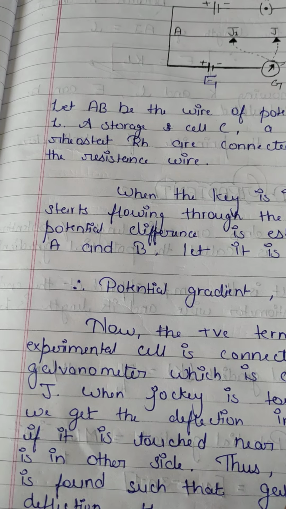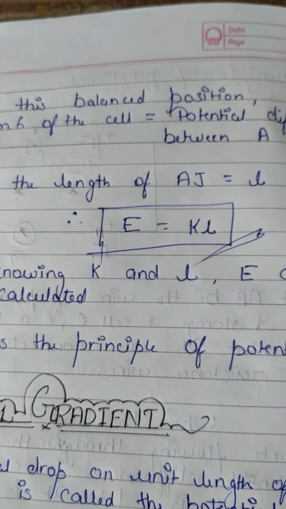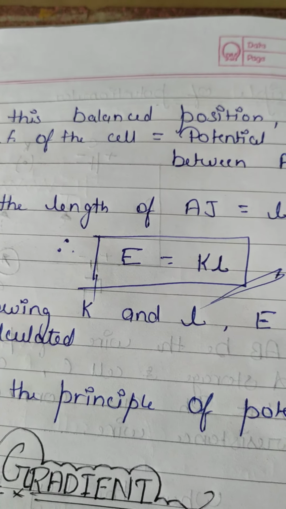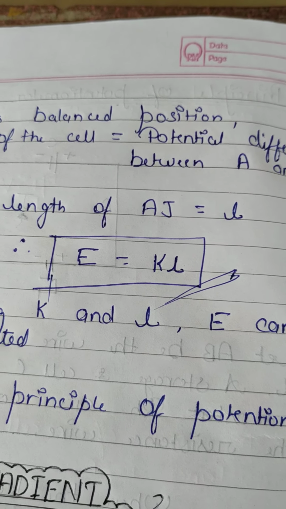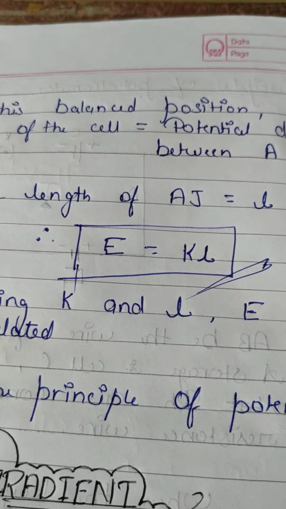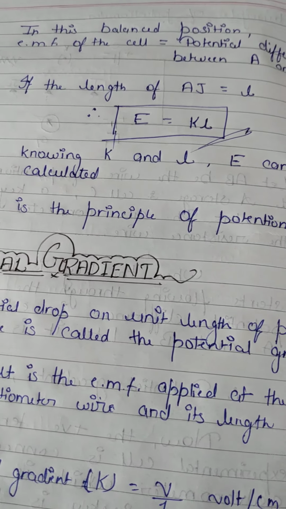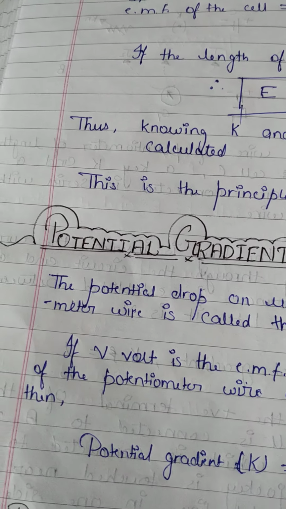In the balanced position, the EMF of the cell equals the potential difference between A and J. If the length of AJ equals l, then the EMF of the cell E equals K l, where K is the potential gradient. This is the principle of the potentiometer.